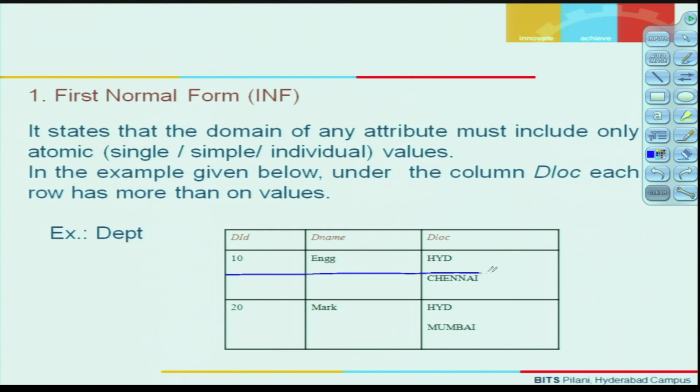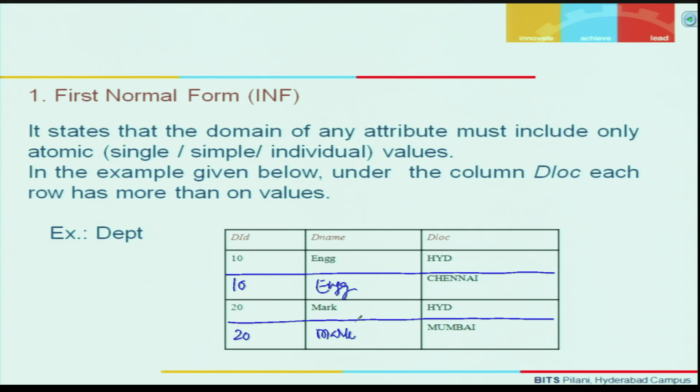Just make it a separate row, make it another row, then copy it here, 10, engineering, 20, marketing. After this modification, if you carefully observe, if you look at any row under any column, it has only a single value or simple value. It is not complex and it is not multiple values. So that is why this is in 1NF, whereas the previous example was not even in first normal form.